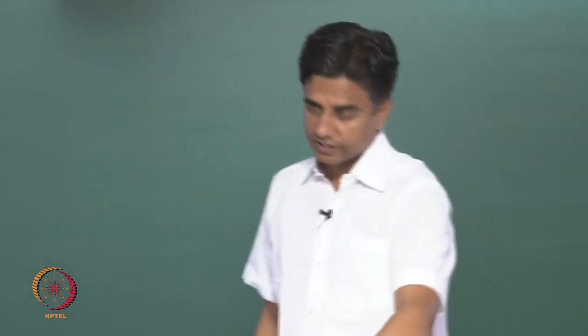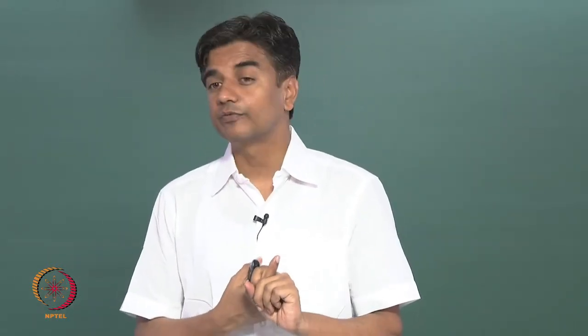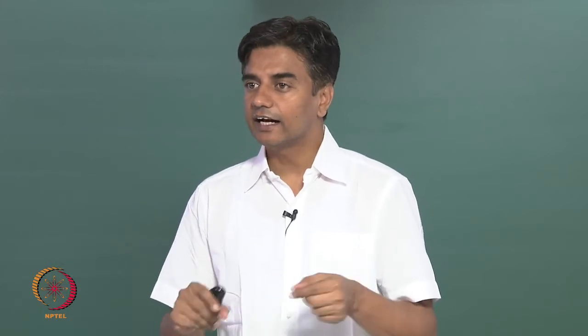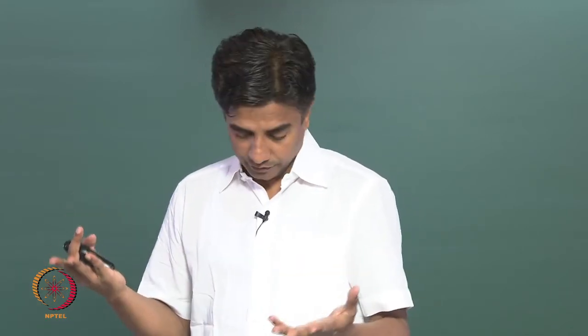All right? So, having said that, without getting into too much detail, I want you to pay attention to the conclusion part of this, that unlike other functional elements, negation appears to be a lexical unit. What do we mean when I say unlike other functional elements? For example, tense. For example, aspect. Okay, agreement markers. These are clearly morphosyntactic features on the verb of a sentence, and they hardly appear as a full word. However, negation most of the time in many Indo-Aryan languages and in a lot of Dravidian languages and other languages of the world seems to appear as a lexical unit. Therefore, it seems very easy for us to believe that it might be a lexical item.